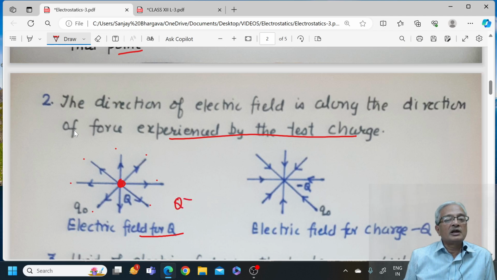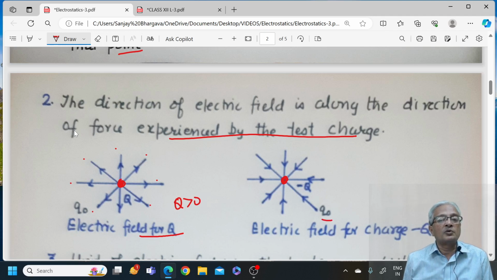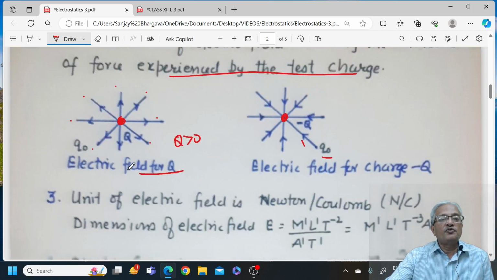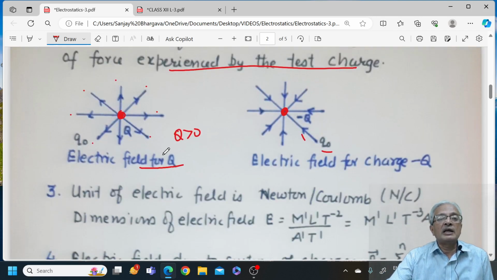So if Q is greater than 0, electric field lines are radially outwards. Similarly, if I keep a negative charge, minus Q, here, the test charge is always positive. So this test charge would be attracted towards the charge minus Q, so the direction of the electric field is inwards. These two figures represent the electric field lines for positive and negative charges.